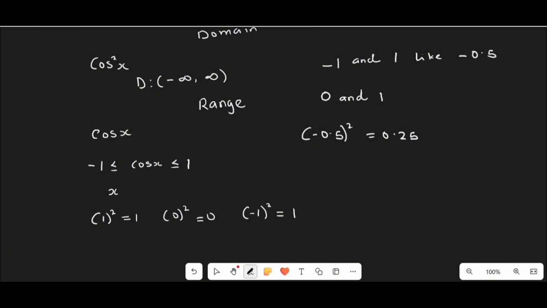So we can say 0 is less than or equal to cos²x and less than or equal to 1. That means the lowest value that cos²x can reach is 0 and the highest value is 1. So our range will now be [0, 1]. That is our range.